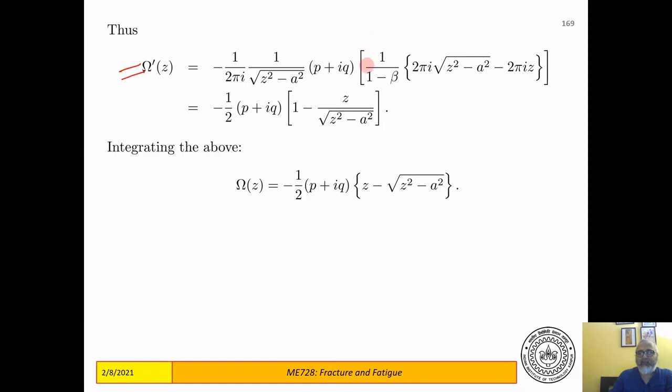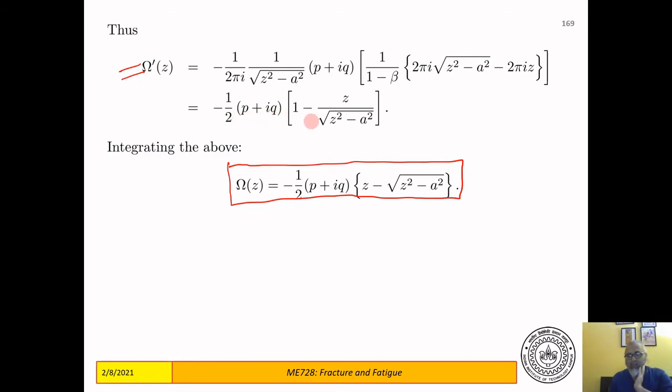I just plug in the values. I have my iz, and if we integrate this, this will be my omega z. These are easy steps to do, so try them out yourself. P plus iQ is a constant. Remember, we have taken it to be a constant. It's the same on the upper face of the crack and the lower face of the crack. Now, once you have this, then it is possible to get all the stresses in terms of this omega z, and that is what we are going to do now.